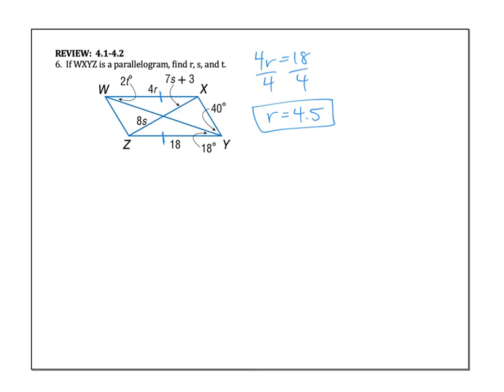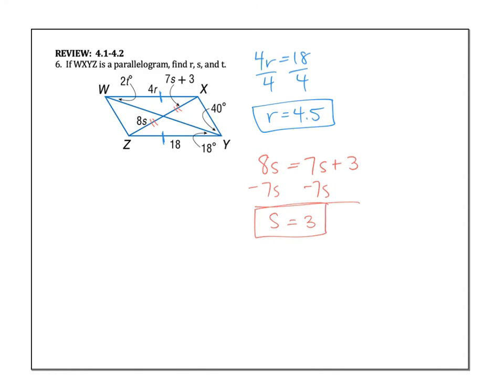Next, I'm going to look for the S. So I see 8S right here. It should be congruent to this segment over here because diagonals get bisected. So the 8S should equal 7S plus 3. Minus 7S, S equals 3.